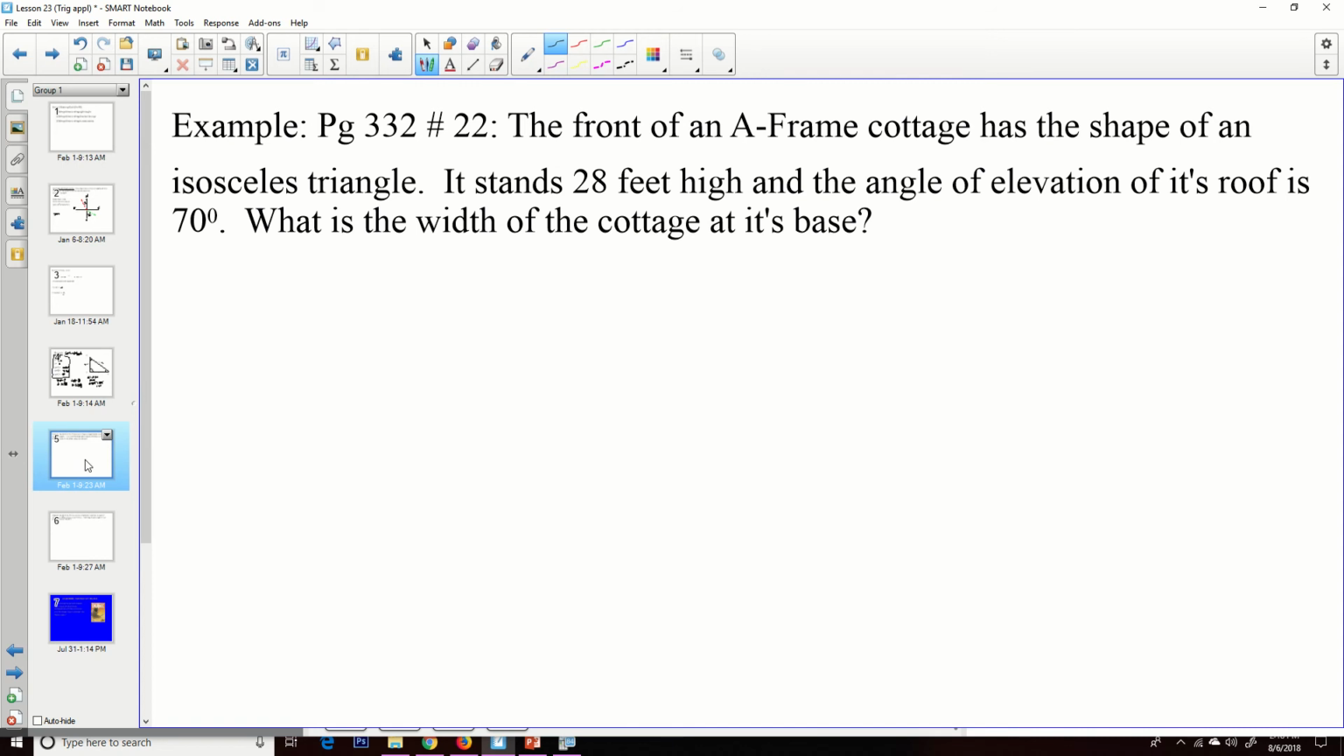Next example: the front of an A-frame cottage has the shape of an isosceles triangle. It stands 25 feet high, and the angle of elevation of its roof is 70 degrees. What is the width of the cottage at its base?